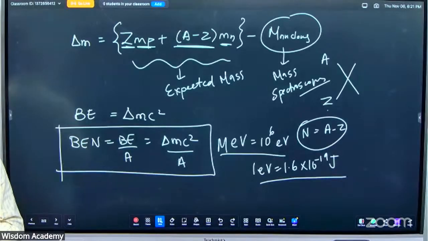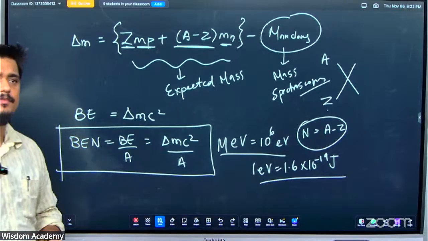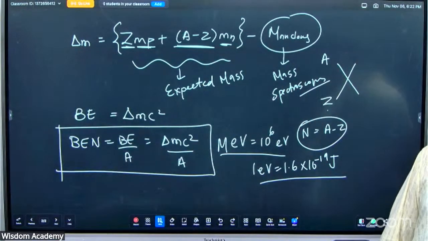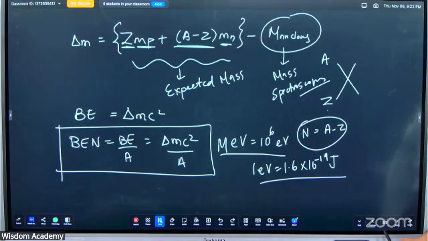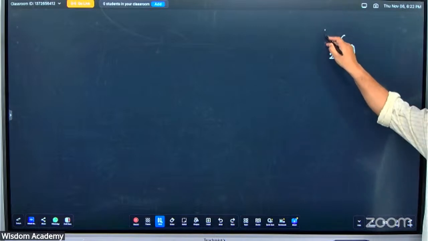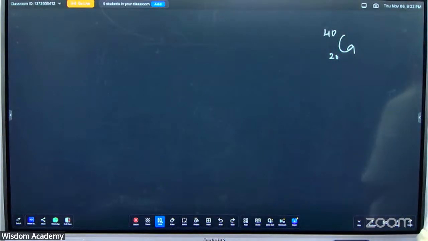The first question is, calculate the BEN of calcium. I hope you know calcium. It is 20, 40, isn't it? Its atomic number and mass number. So I'm asking you to find what is the BEN of calcium.